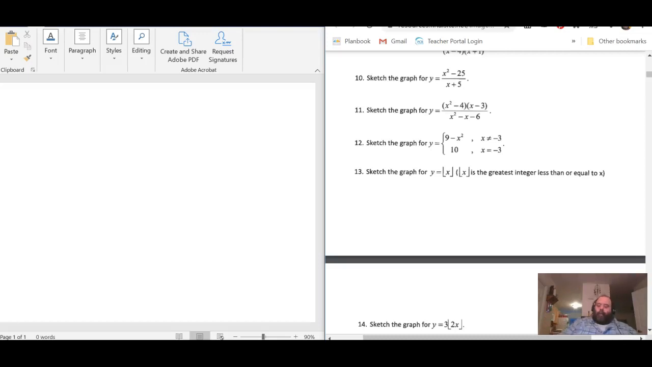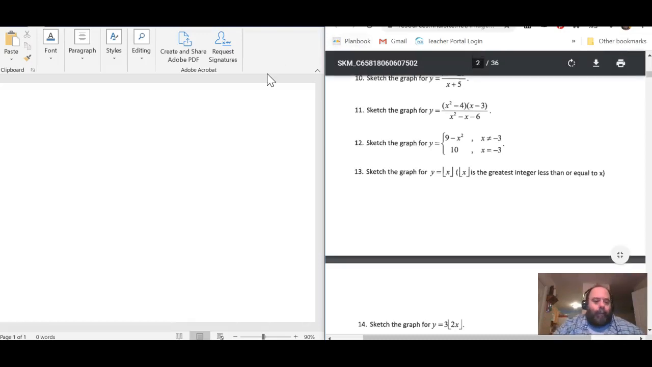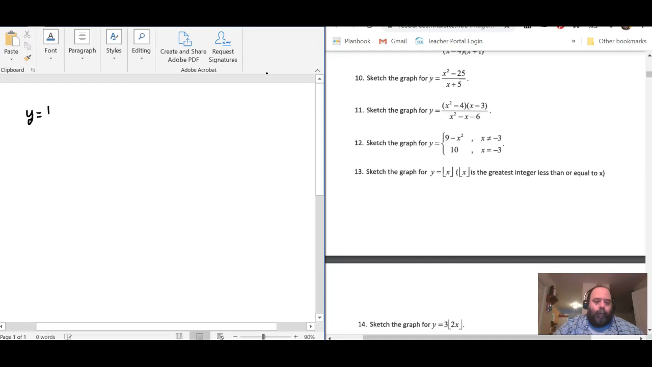Alright, so let's look at problem 13 here. It says sketch a graph of y is equal to, I'm going to call that floor x. This is where floor x is the greatest integer less than or equal to x. So let's play around with this thing for a minute.